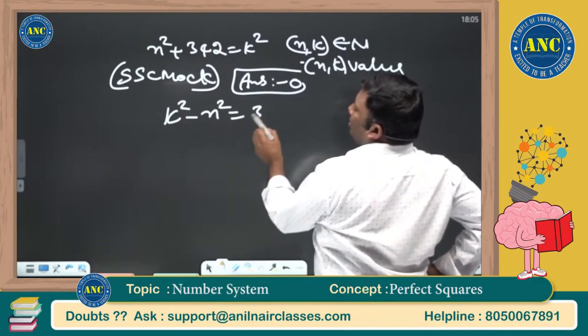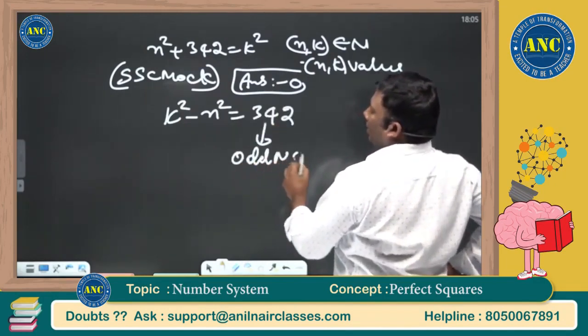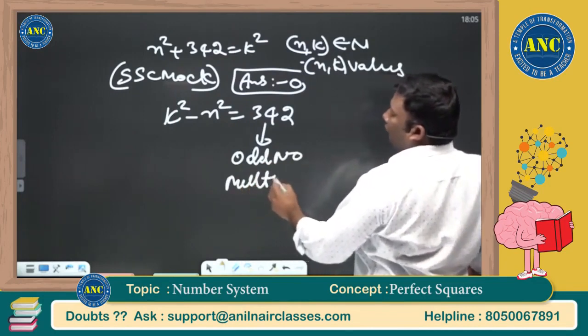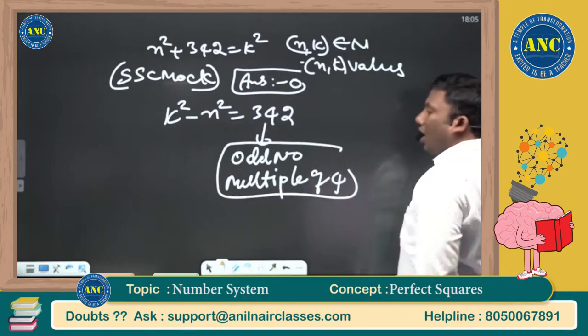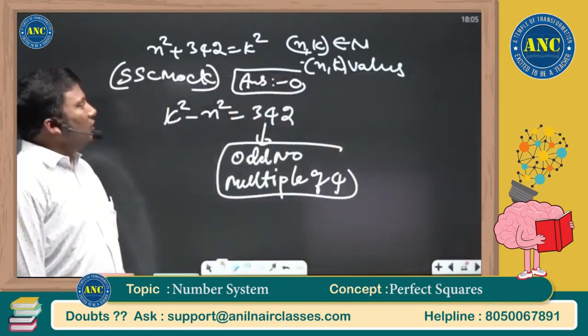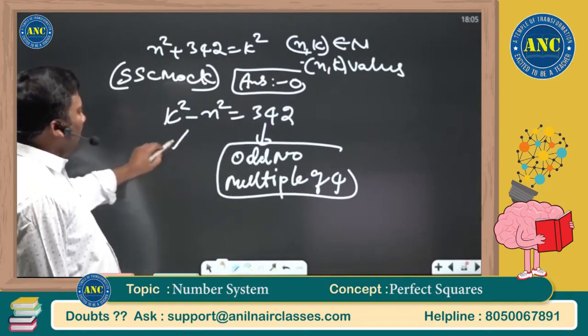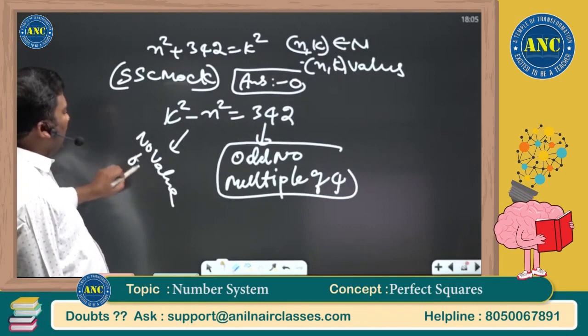k square minus n square equals 342. The right hand side should be an odd number or it should be a multiple of 4. I hope the idea is clear. 342 is not a multiple of 4. So the answer for this question is no value for n exists.